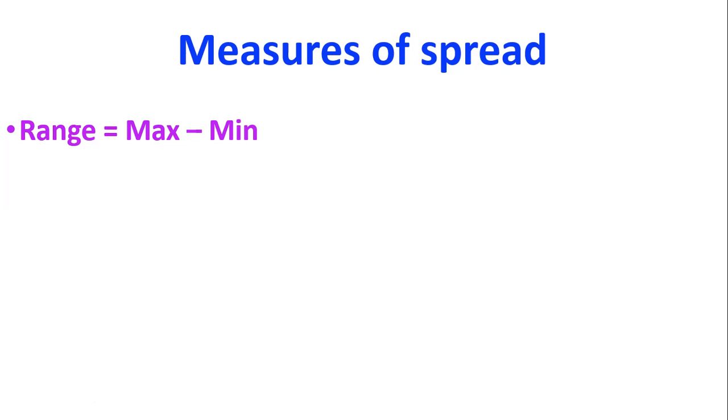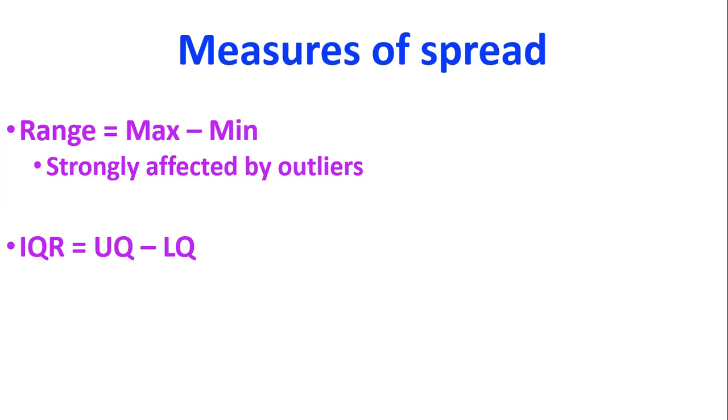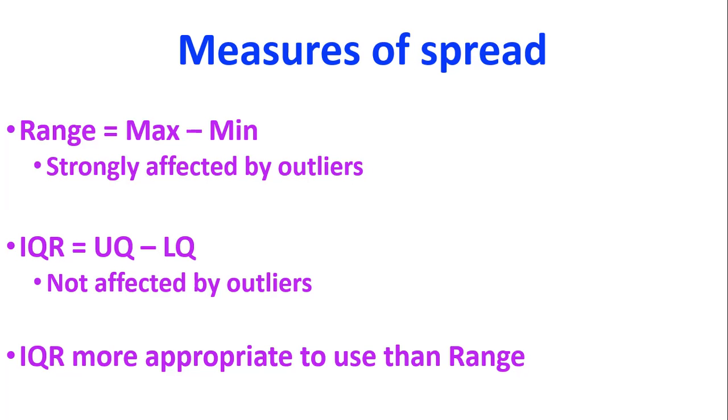Our range is maximum minus minimum, that's the formula, so if I have got an outlier, a very big value or a very small value, that is going to make a big difference to my range. So my range is very strongly affected by outliers. The interquartile range, because that's finding the upper quartile and lower quartile and the distance between them, is not affected by outliers at all. So that means our interquartile range is more appropriate for us to use than the range.